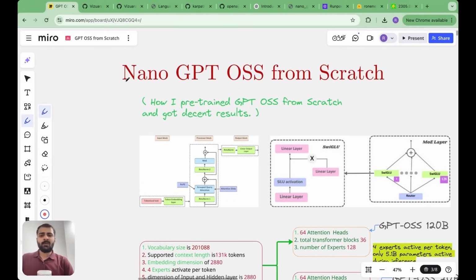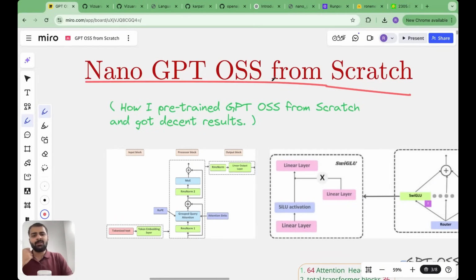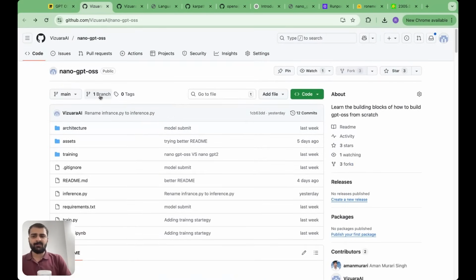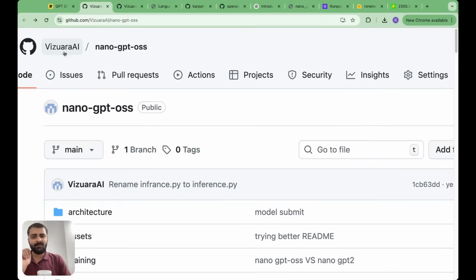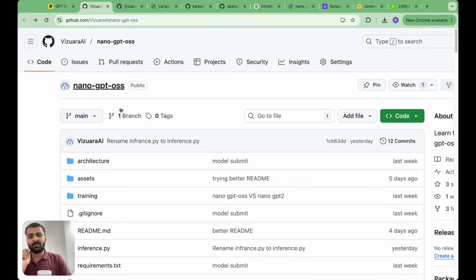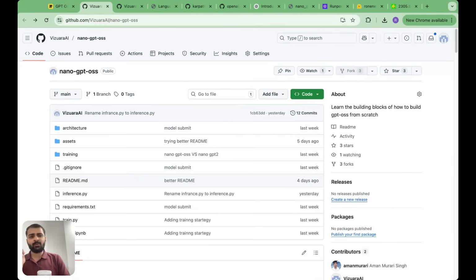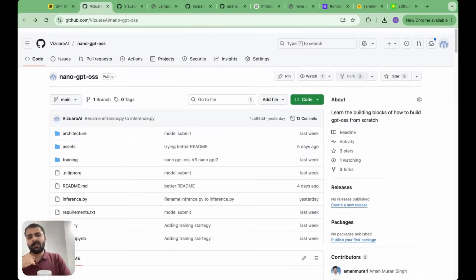So in this video, what we are going to do is build GPT OSS, which is truly open source, which means we are going to replicate a nano version of the GPT OSS entirely from scratch, right from the dataset preparation to tokenization, assembling the model architecture, and then generating inference. The entire code base for this is made open source on our GitHub repository, Visuara AI. So you will see Nano GPT OSS. You can use this repository and do the entire pre-training yourself, as I'm going to showcase in this video.